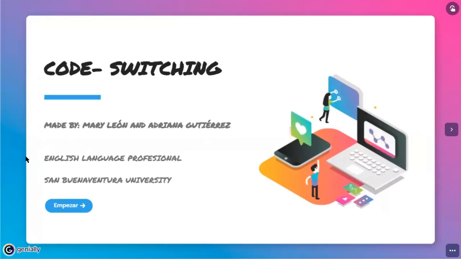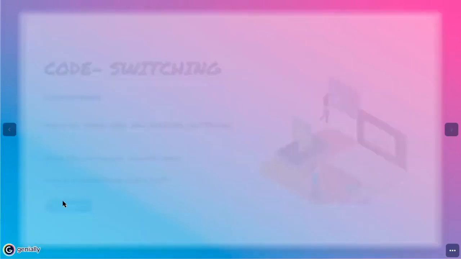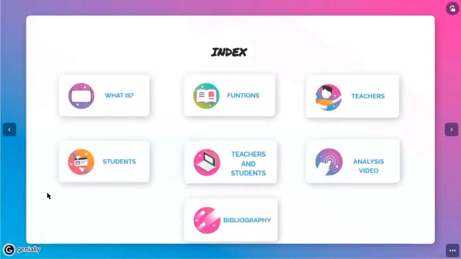This presentation is about code switching, and it was made by Mari Leon and Adriana Gutierrez. And this is our index. We have 7 points or topics. First, we have what is code switching, functions in teachers and students, and both analyze video and bibliography.